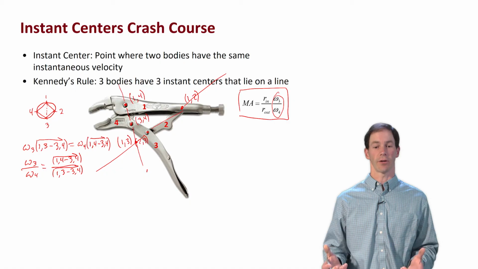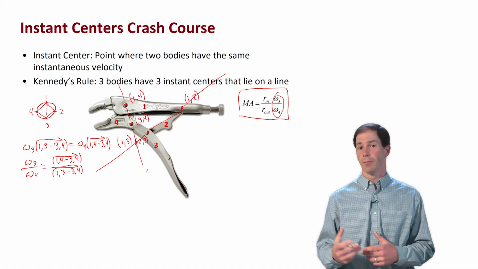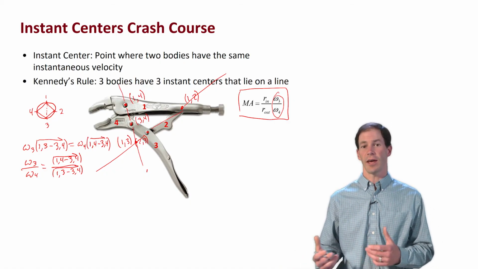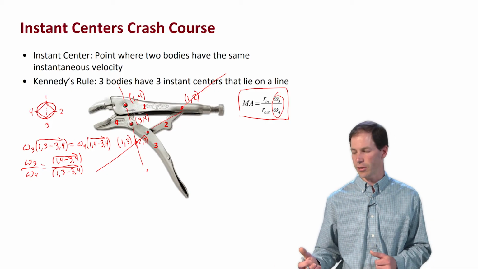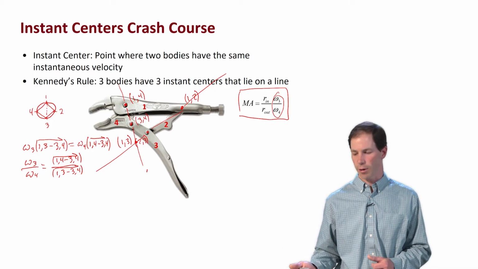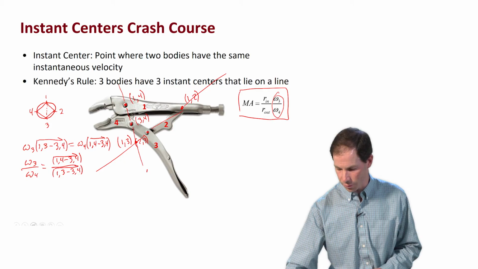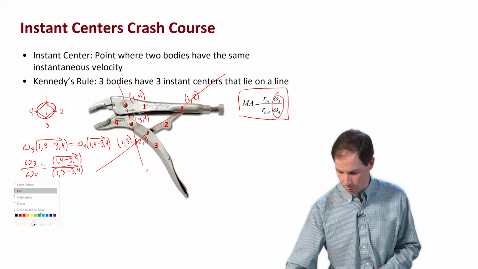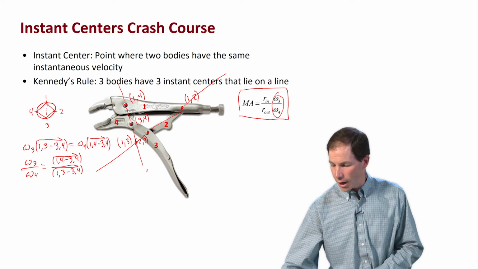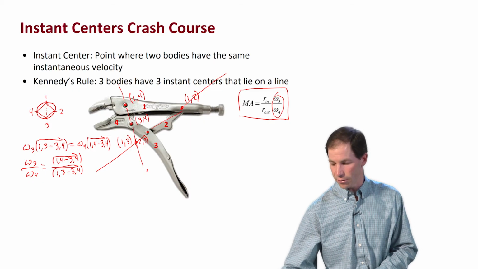So I've got that angular velocity ratio. I can simply measure those distances, and I then have enough information to get that velocity ratio. Now I just need to get these radiuses that I'm applying all of these forces at. So let me switch colors here and grab a different color. And now I'm going to measure these distances.